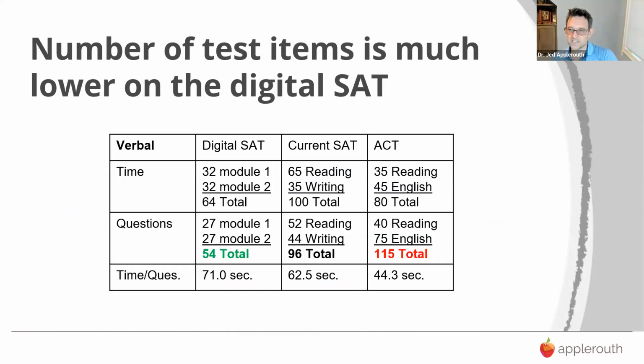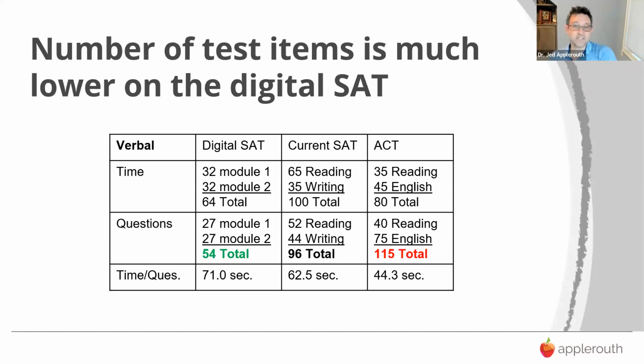Now, the number of test items, this is actually pretty tremendous. Look at the digital SAT. When it comes to the verbal section, the time is an hour 4 minutes. You have 54 questions. That's the green. Compared to the current paper-based SAT, it is 96. Compared to the ACT, it is 115 questions.